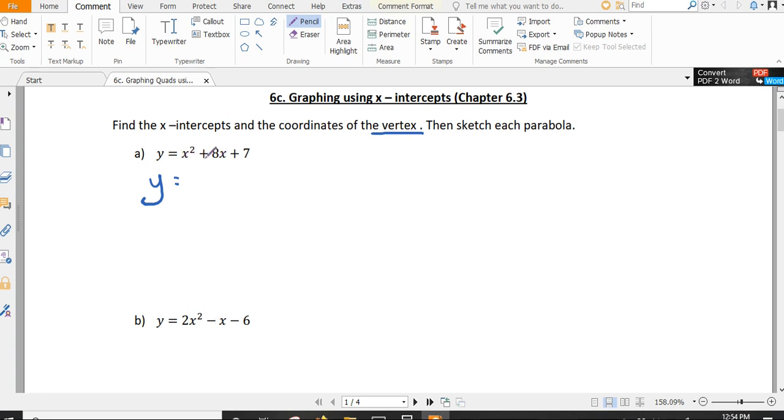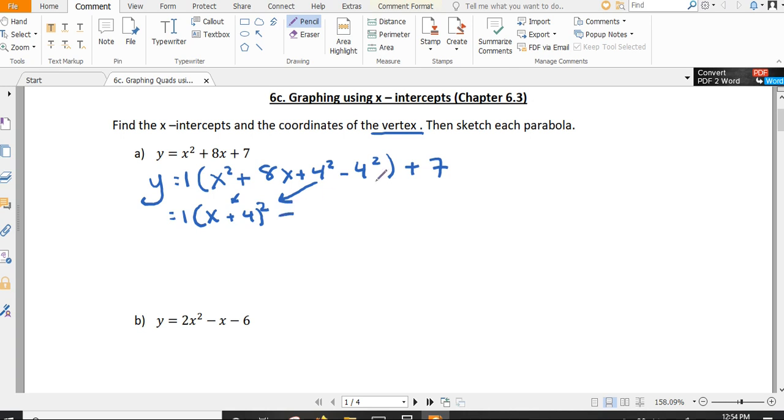Taking a look at the first two terms, the most I can factor out is a 1, which means I have x squared plus 8x, and then half of 8 is 4, so it'll be plus 4 squared minus 4 squared plus 7. From here I could immediately write x plus 4 squared, since the square root of 16 is 4. And then 1 times negative 4 squared is negative 16.